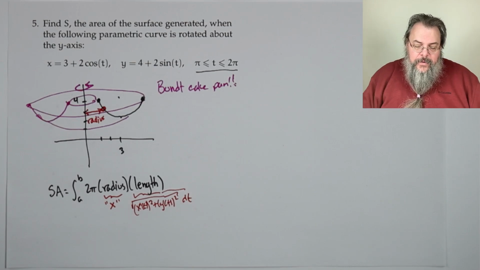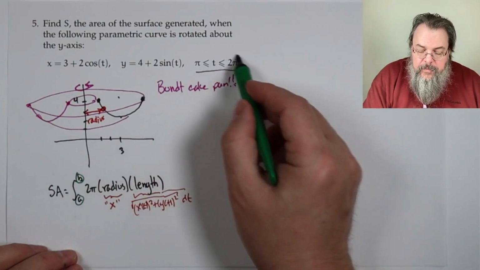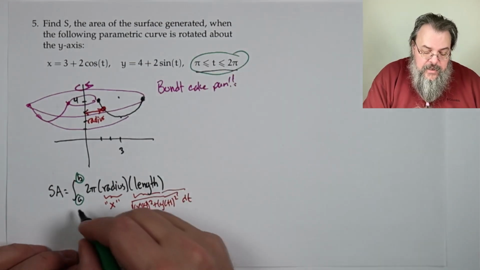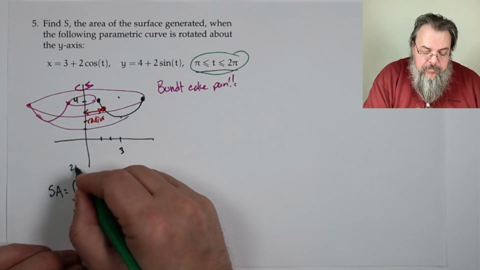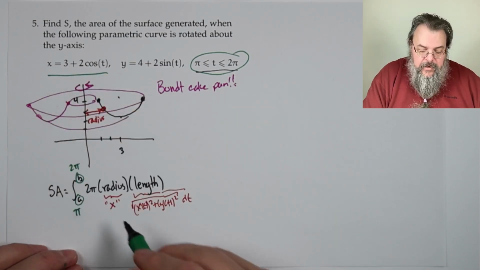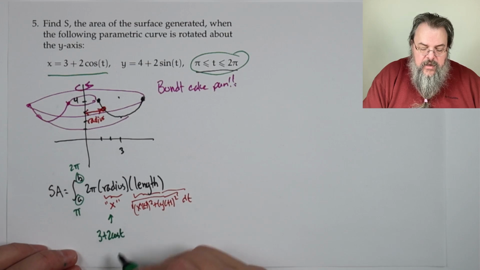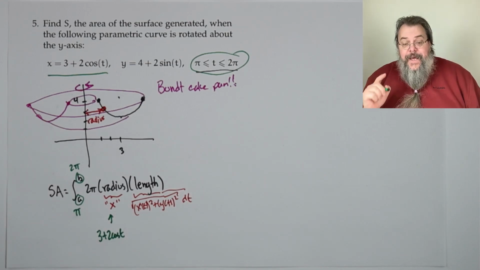Now, we have a few things. We can talk about a and b. So a and b is for parametric. We'll use our bounds, pi, 2 pi. For x, we use x. So this will become 3 plus 2 cosine t. Cool, cool, cool. And now for the length.